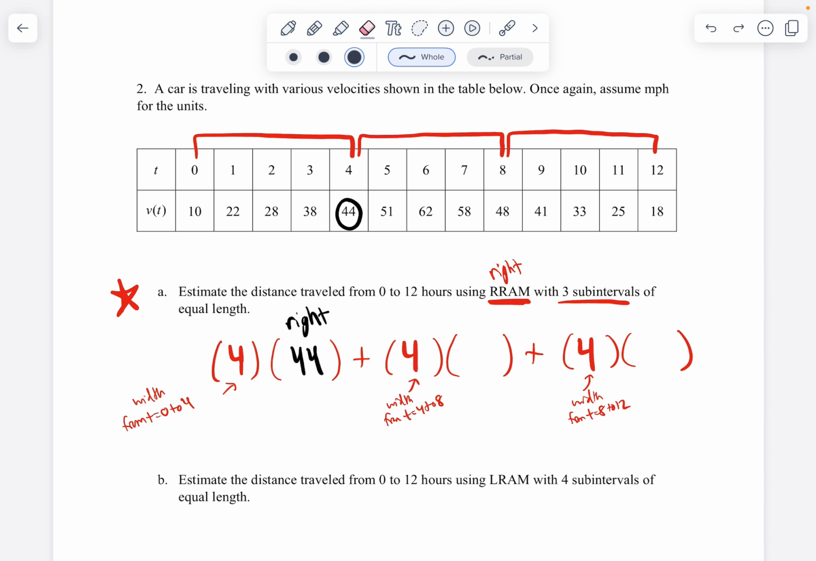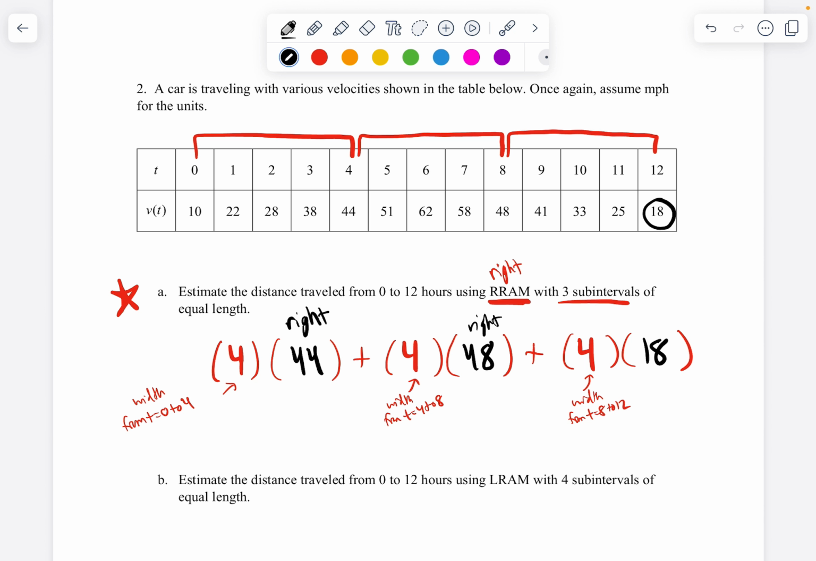And over here on the next one, the height of that rectangle is 48. It's all the way to the right. I shouldn't say highest, it's all the way to the right, because we don't know if it's going up or down. I take that back. The most right height over here is 18.